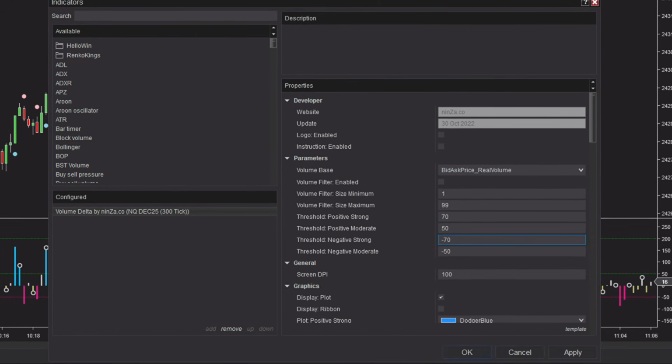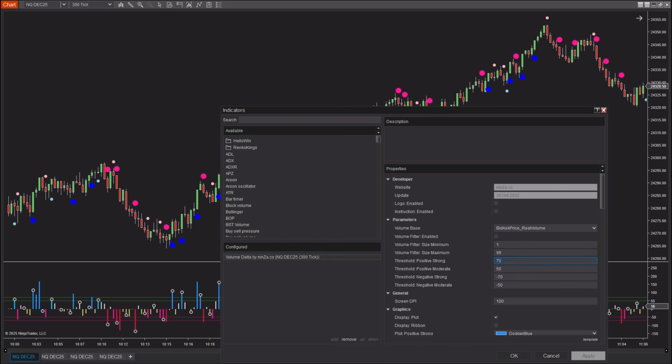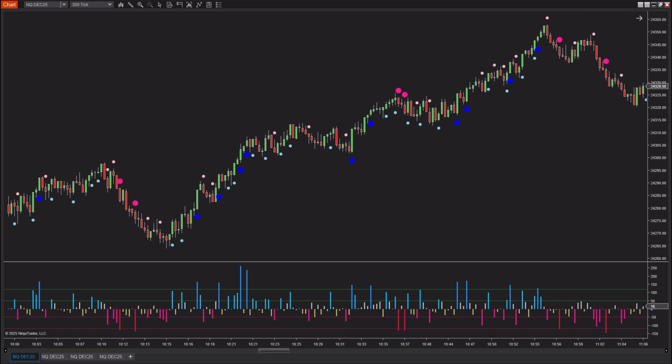But here's the tricky part. How much should you adjust? For example, in this case, we lowered the delta threshold from 200 down to 70 just to make sure signals would appear. But then, there were way too many signals, too much noise. So we pushed it back up to 100 to get a better balance. And that's the problem with traditional volume delta. You constantly have to keep adjusting these thresholds by hand just to keep up with the market's changes.